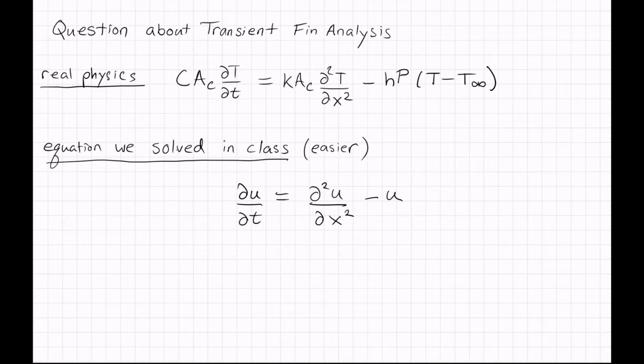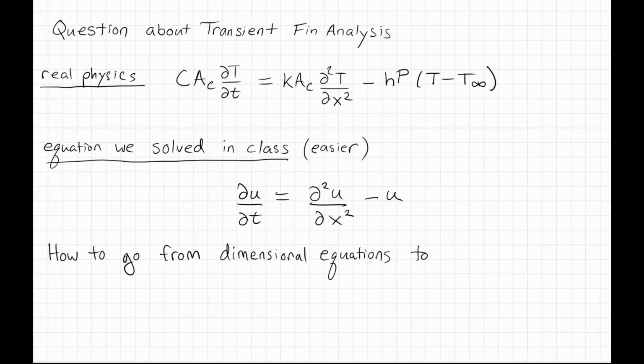So for a real fin, the rate of change of storage per unit length, or per cross-sectional piece, is c times the cross-section, so the heat capacity times the cross-sectional area of the fin, times dT dt, equal to a portion that has the diffusion component minus a portion due to heat loss through the boundaries via convection. And that of course comes with a constant h times p for a fin, where p is the perimeter, the outer perimeter of the fin.